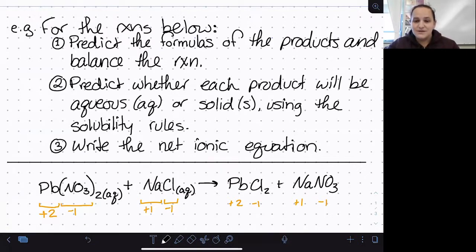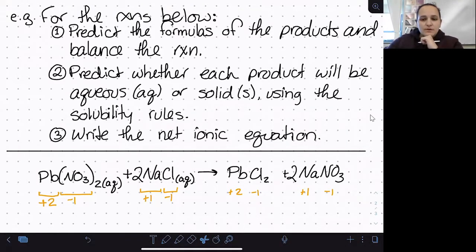The last thing we need to do is make sure that the reaction is balanced overall. Currently we have 2 nitrates over here and only 1 on the right, so we can add a coefficient of 2 in front of the sodium nitrate. Then we currently have 2 chlorides over here and only 1 on the left, so we can put a 2 in front of sodium chloride, which also gives us 2 sodium, and we just made 2 sodium over here. So this reaction is now balanced.